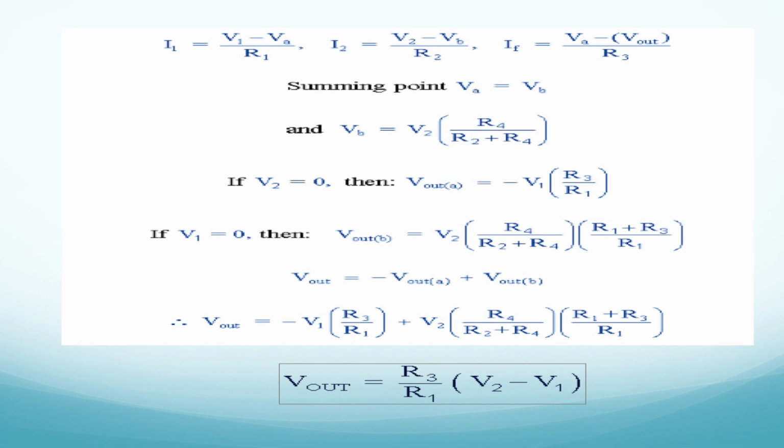Now you go on for the additive part, you can see that V out of B minus V out of A. Now substituting all the values, we could reach that the total output voltage is equal to R3 by R1 into the difference between the applied voltages, V2 minus V1.